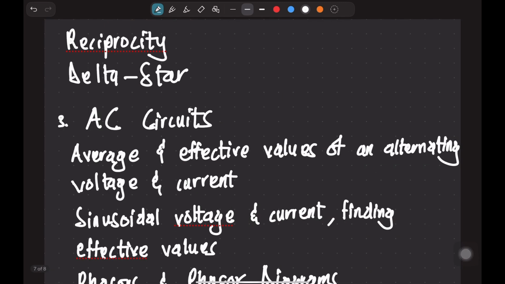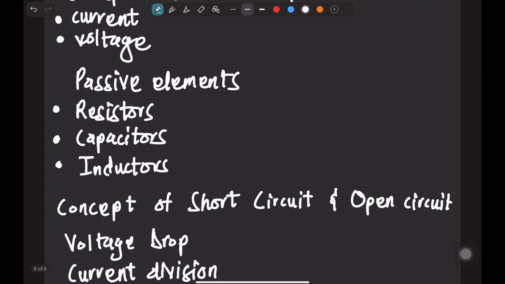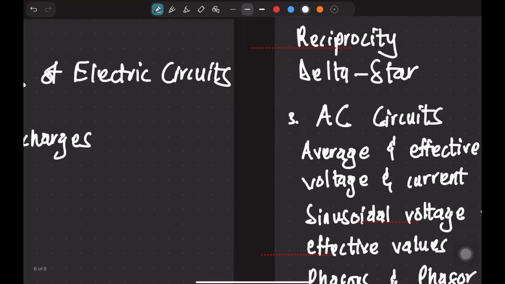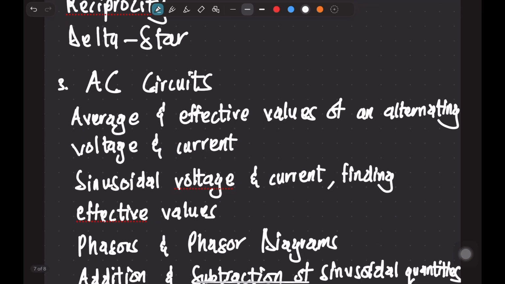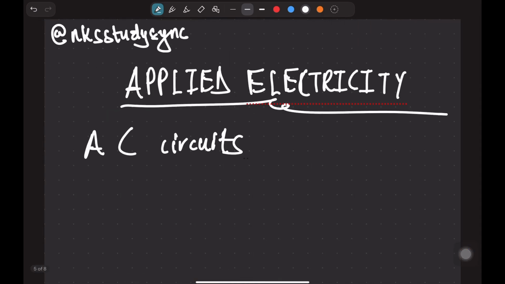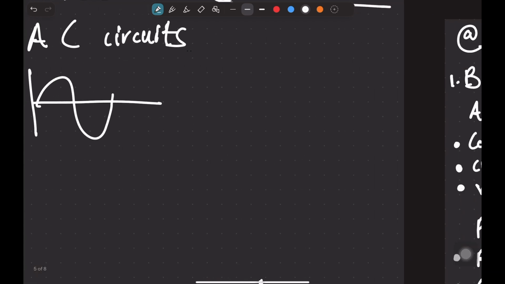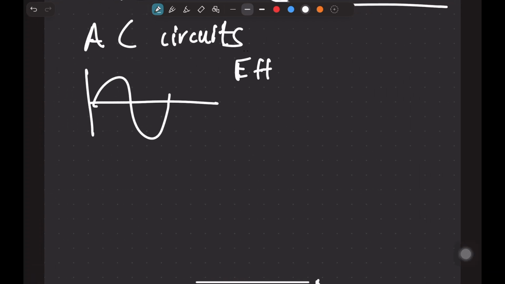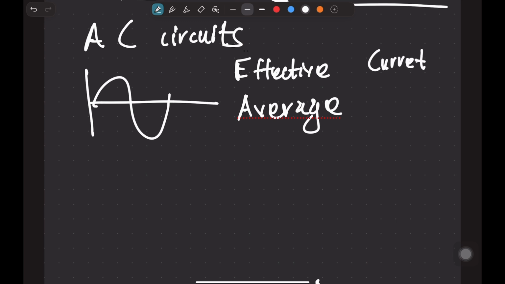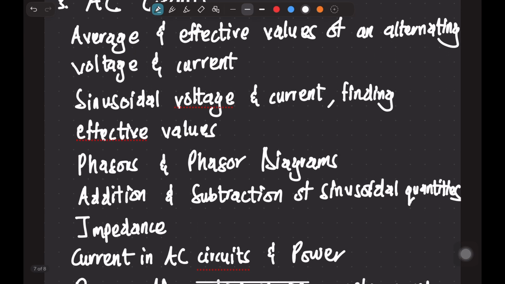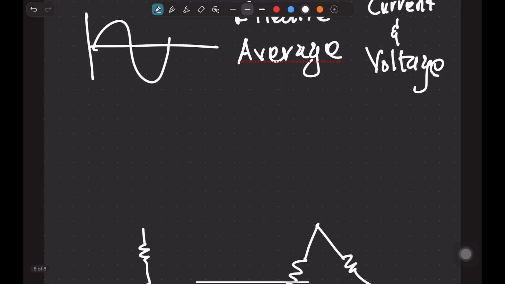Under AC circuits, we would apply the circuit laws and network theorems that we applied in DC circuits into AC circuits. But there's slight differences where we have sinusoidal voltage sources and current sources. We will discuss how we can find their effective values and average values for both current and voltage. We'd also discuss phases and phasor diagrams.